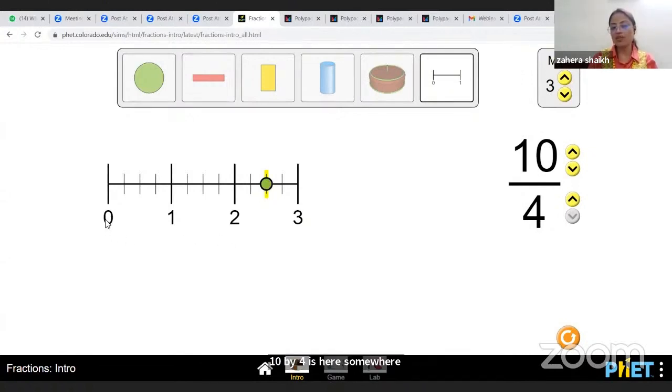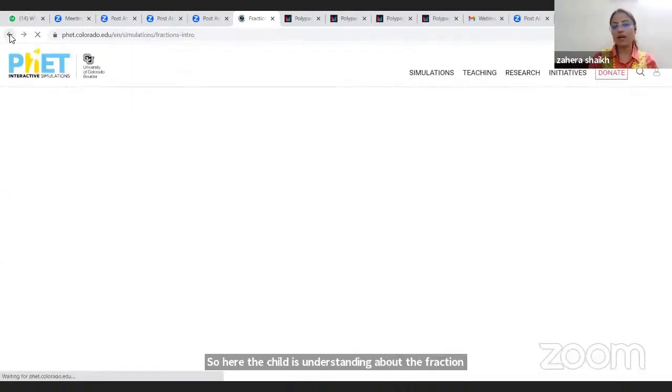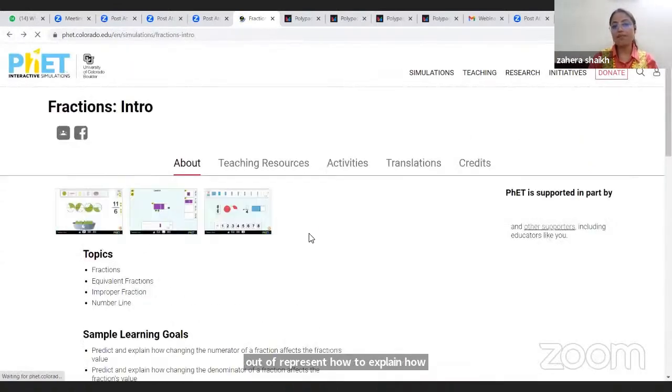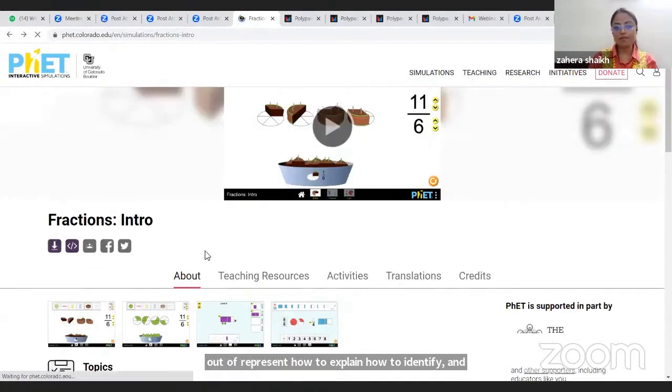I have three wholes, 0, 1, 2, 3, and each whole has been divided into 4 equal parts. This is 1/4, 2/4, 3/4, and this is 4 by 4. This is 5 by 4, 6 by 4, 7 by 4, and this is 8 by 4. And now here 9 by 4, and this is 10 by 4. So here the child is understanding how to represent, how to explain, how to identify fractions, and then they can play the games as well.